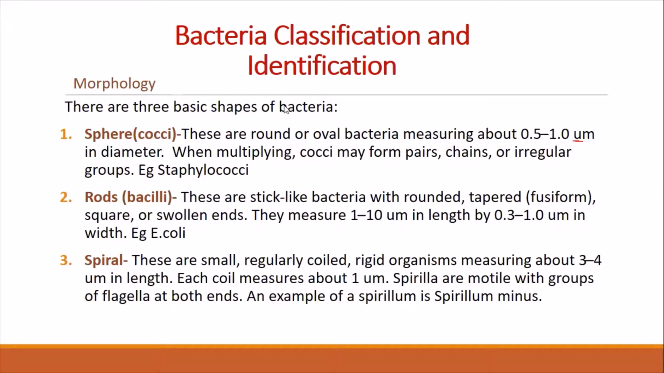Rods are stick-like bacteria with rounded, tapered, square, or swollen ends. They measure about 1 to 10 micrometers in length by 0.3 to 1 micrometer in width. An example of this is E. coli. The spiral-shaped bacteria are small, regular, coiled, rigid organisms. They measure about 3 to 4 micrometers in length, and each coil measures about 1 micrometer. Spirilla are motile groups with flagella at both ends and are an example of this group of bacteria.